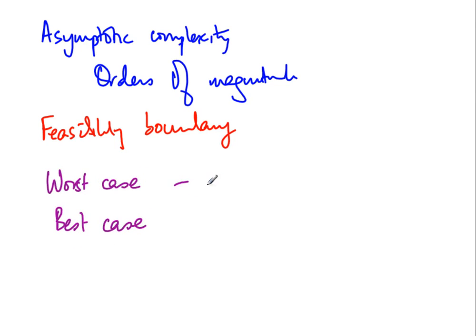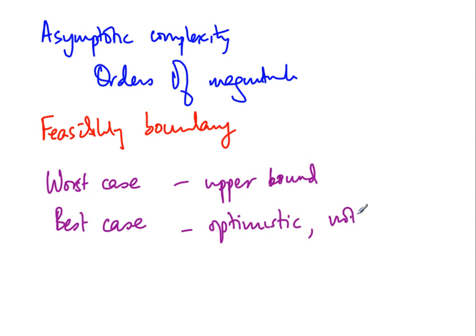Worst case is a kind of upper bound. Best case is a kind of optimistic bound and probably not useful. Then we could also in some cases get a nice average case analysis like quicksort, but this is hard to do.